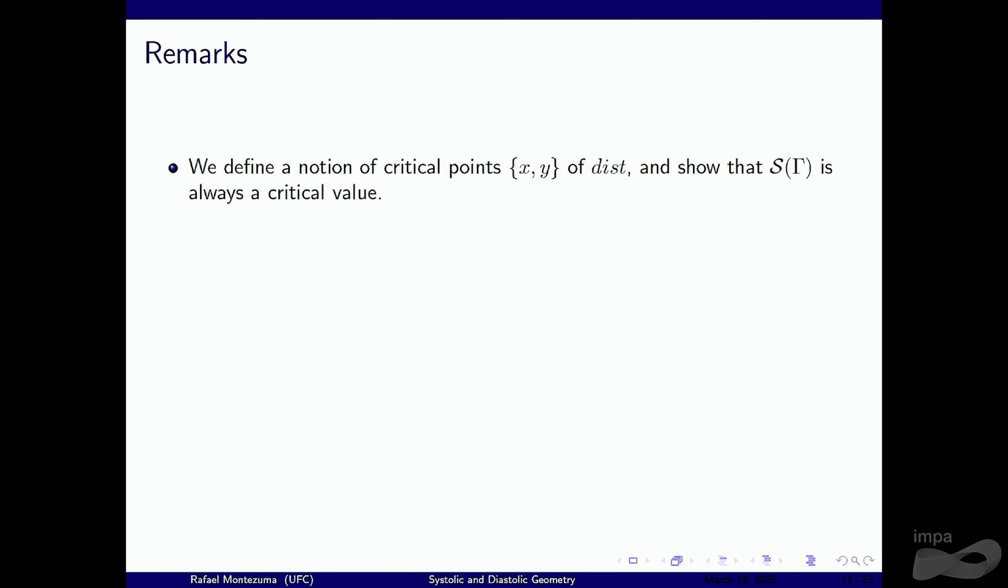So a few remarks on this work. We have a slight generalization of the notion of regular and critical points introduced by Grove and Shiohama. In that case, they fix a point and use the distance function from that fixed point. Here we have the two points varying, but there is a similar notion. And we showed that this number is, in general, a critical value of the distance.